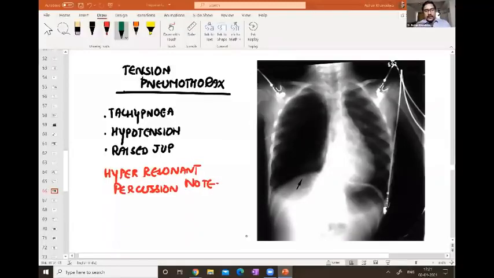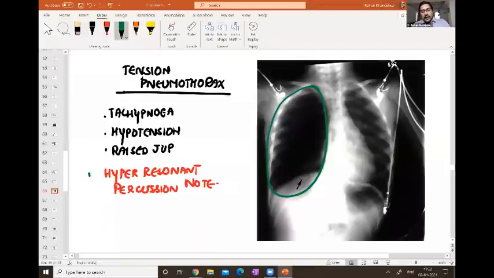You can see here that there is a blackout here. There is pneumothorax here. Patients are going to have tachypnea, hypotension, and raised JVP. And there will be a hyper-resonant percussion note on the side of pneumothorax. This you should know. Hyper-resonant percussion note. Very important update. This has been asked multiple times.